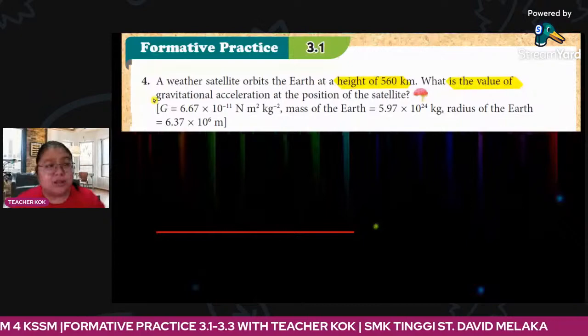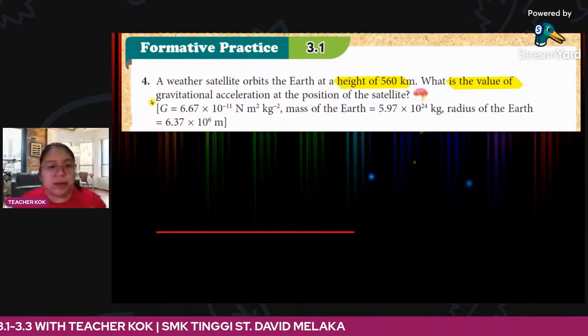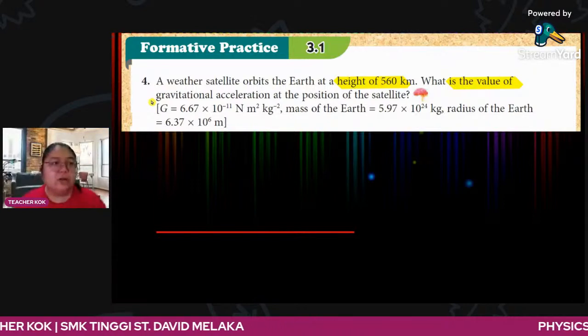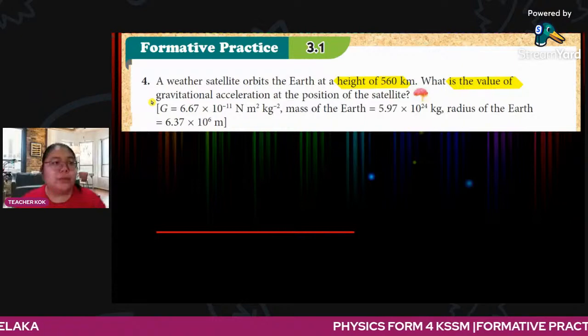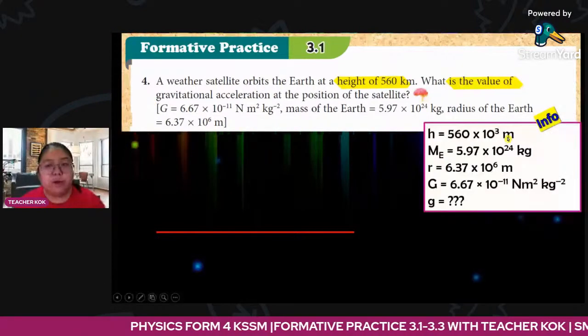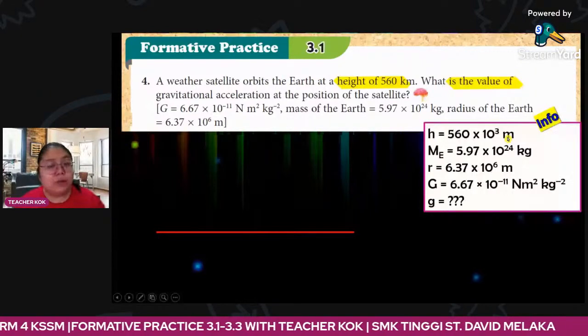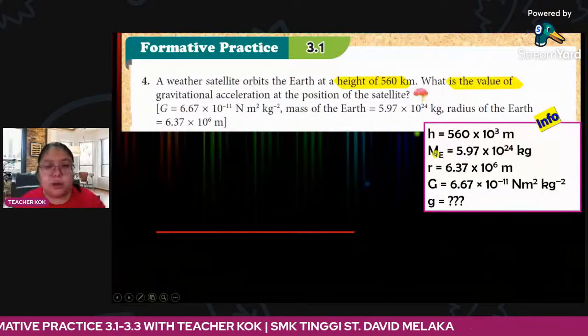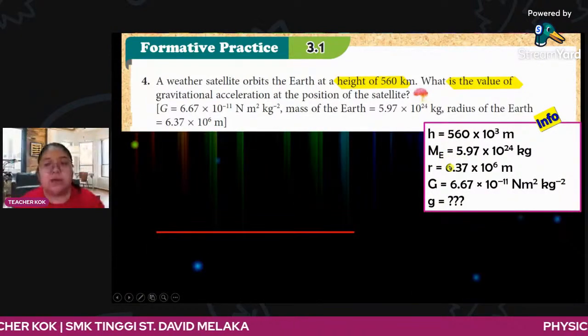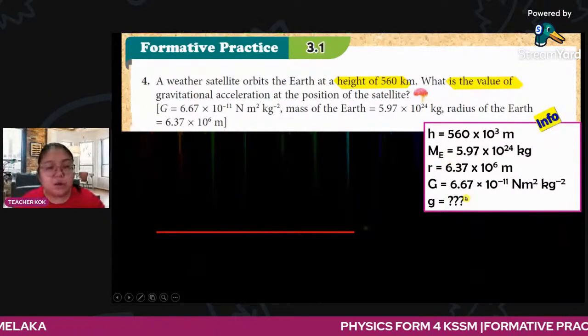This one is about the satellite. From here, we write the info first. Every time we start, we need to write the info. Okay, they show fast. They gave me the answer already, so we go to check. First, we know the H. You want to convert H to meter, so 560 multiplied by 10 to the power of 3, because you need to take out the kilometer. This one is the Earth mass. After that we have the radius of the Earth and the gravitational constant. Now the question wants to find g.